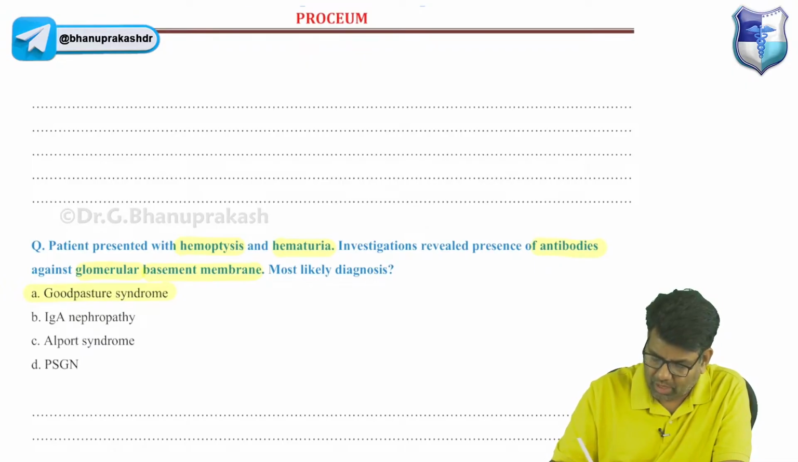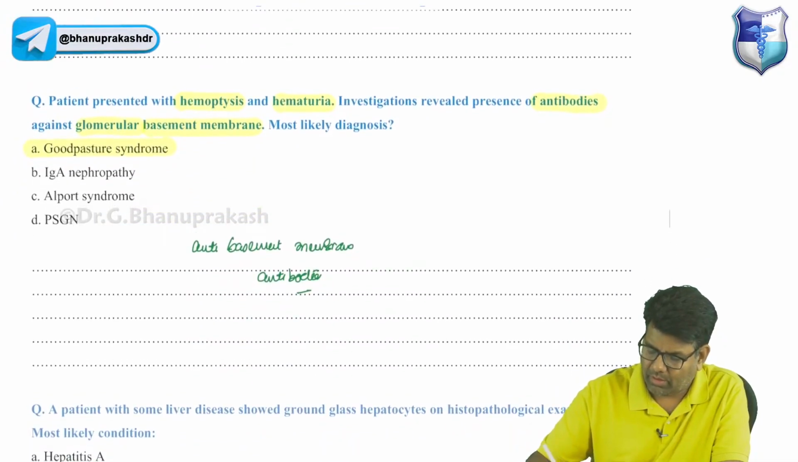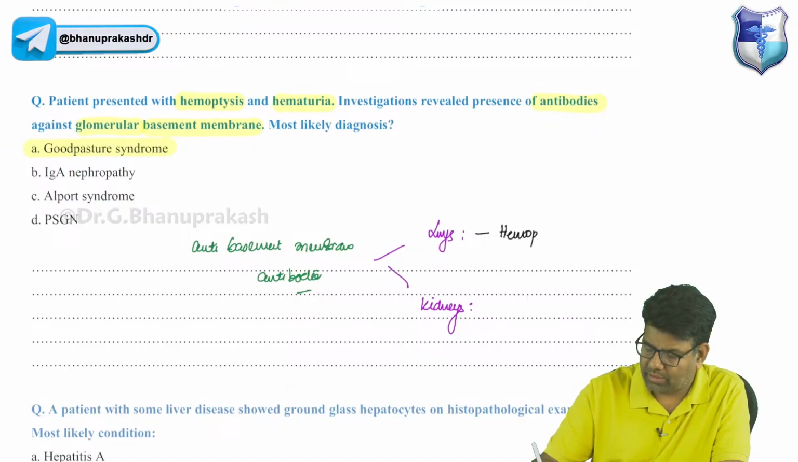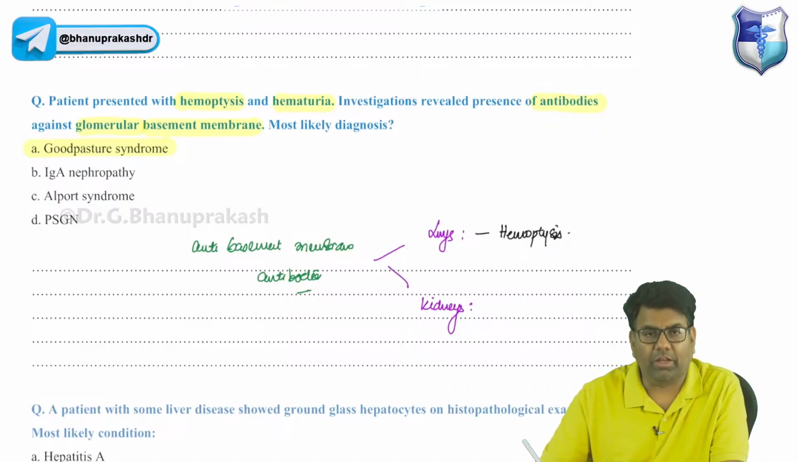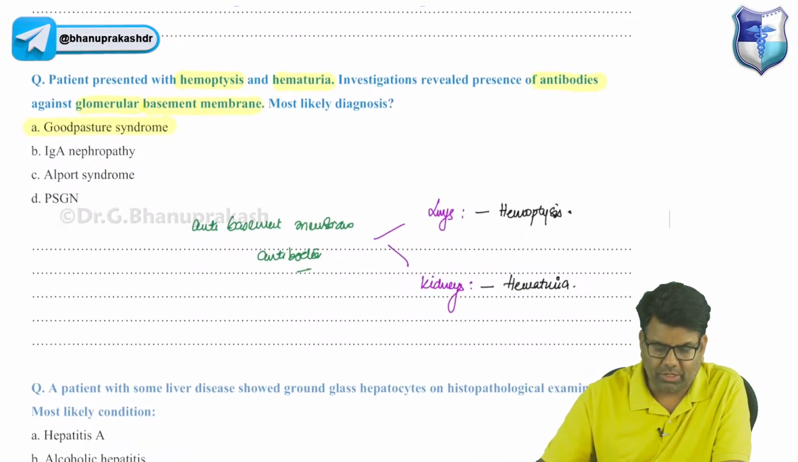So here we have anti-basement membrane antibodies, which principally affect the lungs and kidneys. Therefore, the patient will develop hemoptysis, coughing out blood, and hematuria as well. So, Goodpasture, very good.